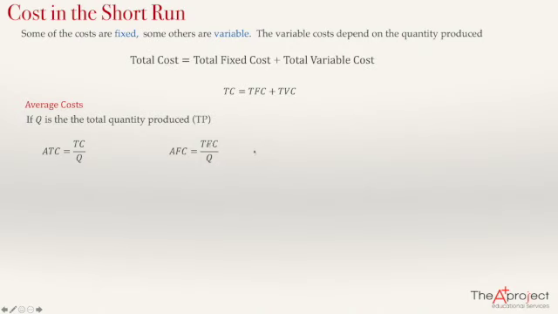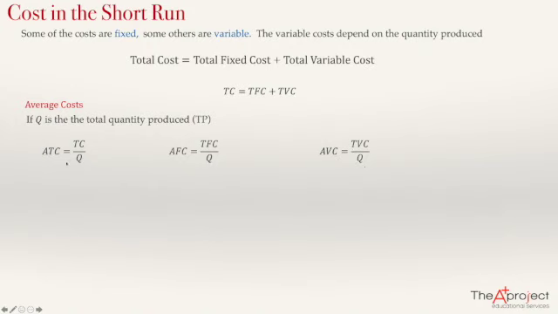And finally, we have the average variable cost, which will be the total variable cost divided by the quantity produced. Again, the average cost is a function of the quantity, and this function is actually a quotient of a function that is already a function of quantity. So this TVC depends on the quantity and is divided by the quantity.